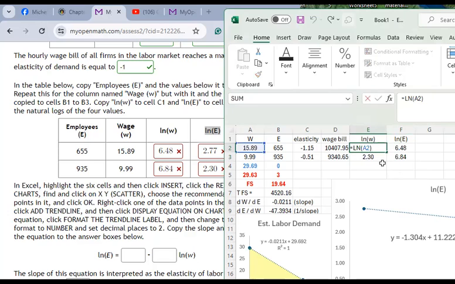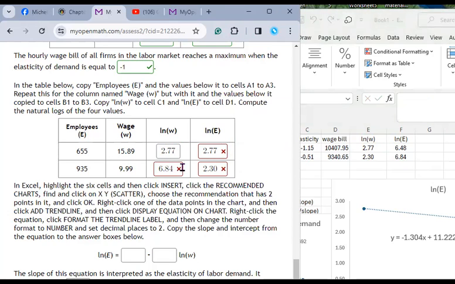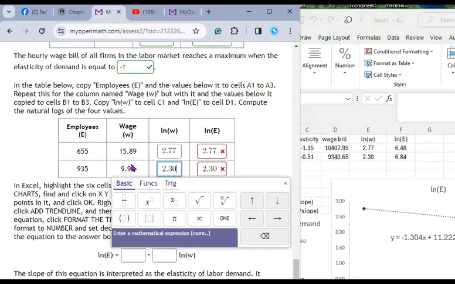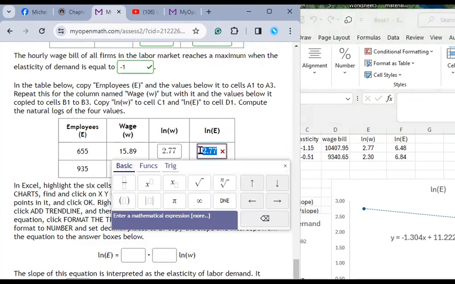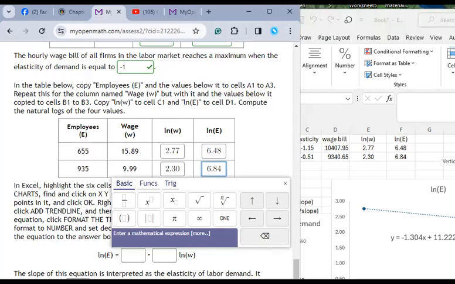So this should be the natural log of 1589. This one needs to be the natural log of $9.99 per hour. And this needs to be the log of that employment level. And this one's the log of that employment level. So I just got to flip them around. So this one here is 2.77. This one is 2.30. And the natural log of E is 6.48. And the natural log of 935 is 684.